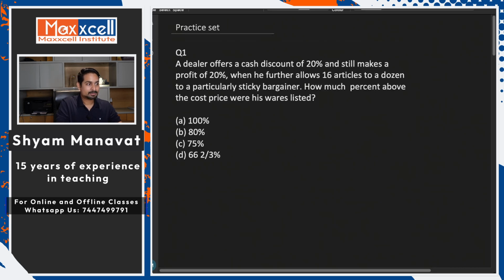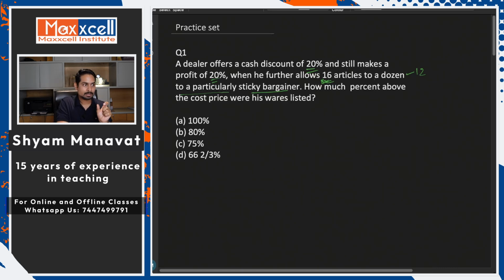The question says a dealer offers a cash discount of 20% and still makes a profit of 20%, when he further allows 16 articles to a dozen to a particular sticky bargainer. So the 16 articles he is giving out are against a dozen. That means he is taking the money of only one dozen and letting the customer take 16 articles.